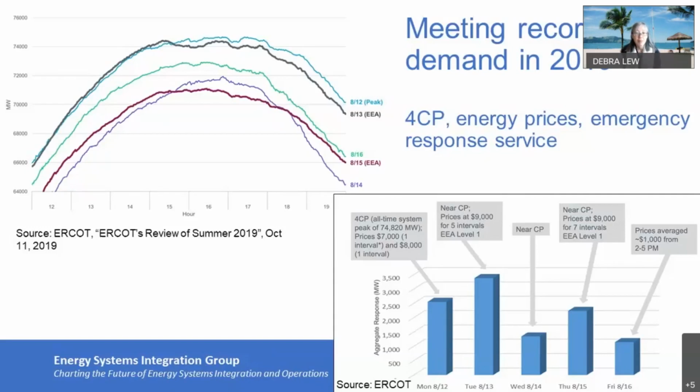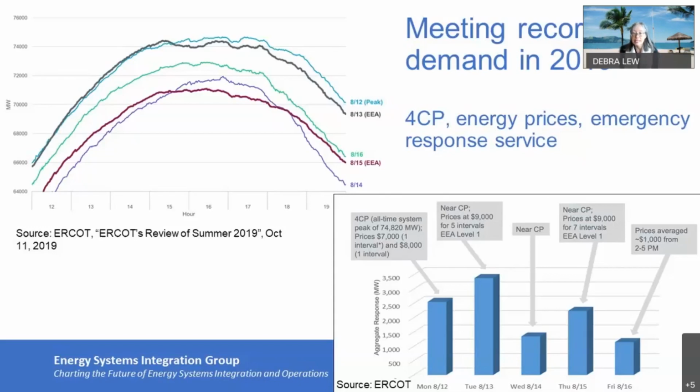I'll note that on the bottom right, this is showing some of the energy price spikes on those same days. And you can see that on the actual peak day of the week, on August 12th, they actually had higher wind production. So prices didn't peak out at $9,000 like they did on the 13th. And so they didn't have to deploy their emergency alert conditions either. On the 13th, they had both the very high prices and had to deploy their emergency response service.